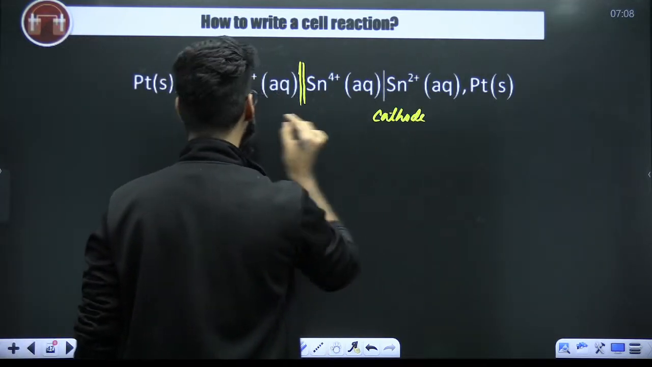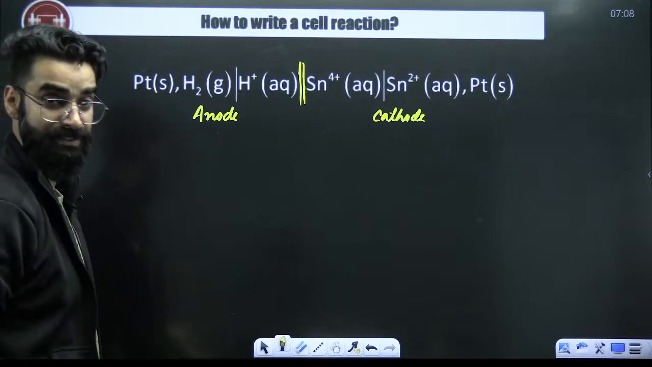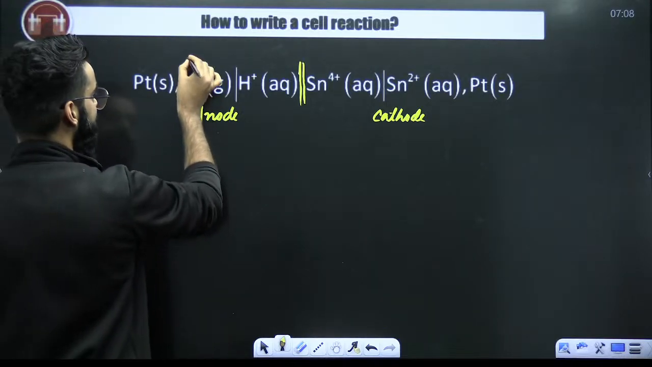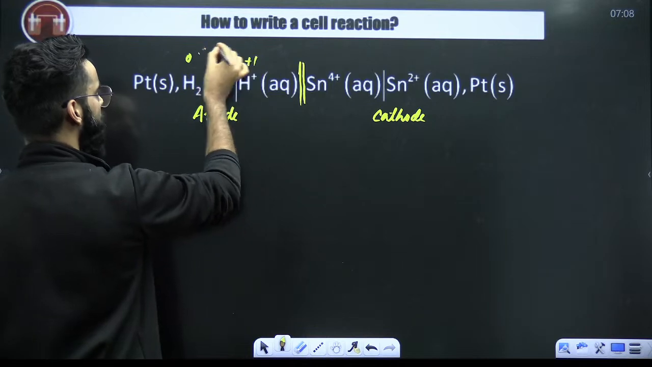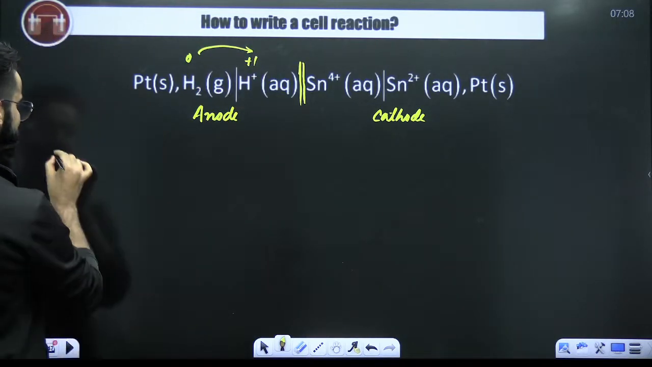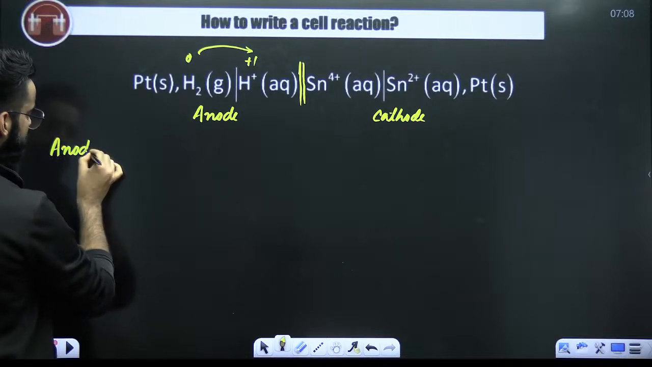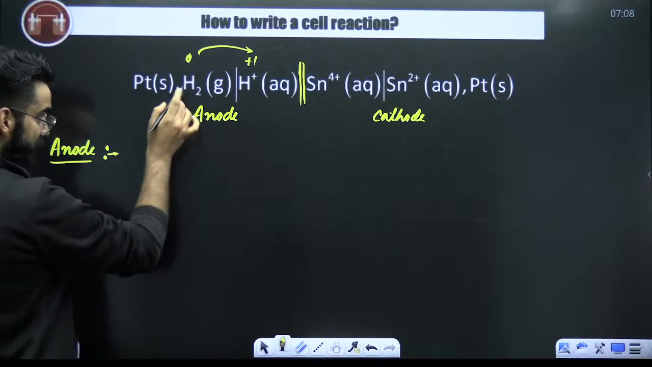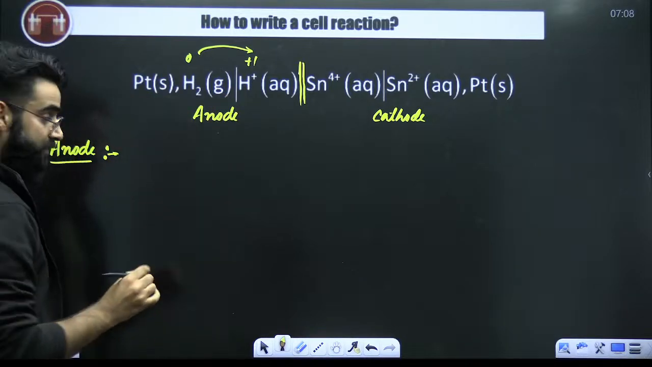Right? And you know, at anode, oxidation takes place, loss of electrons. Right? You can check it out also. H2 is 0, here it's plus 1. 0 to plus 1 is increase in the oxidation state. It means oxidation, loss of electrons, right? Now, tell me the reaction taking place at anode. I would say at anode, H2 has to get converted into H positive.